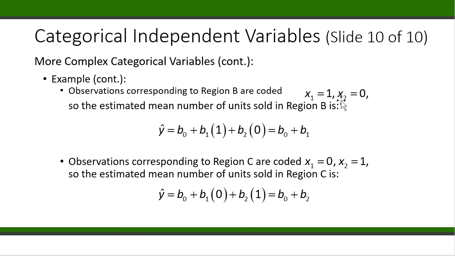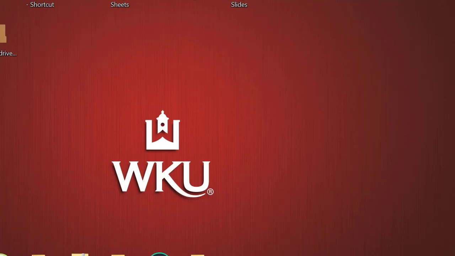Remember that region B was coded as 1, 0 for x1 equals 1, x2 equals 0. So now, if we multiply everything out to see what the impact of region A and B is, then we have B0 plus B1. And if we leave out A, then the B0 is just from region B alone.